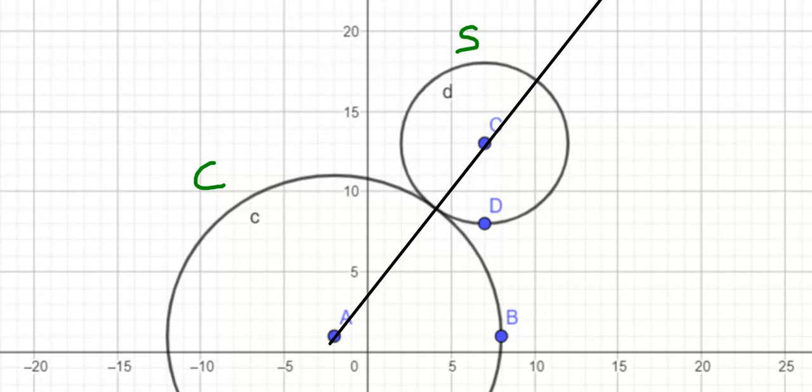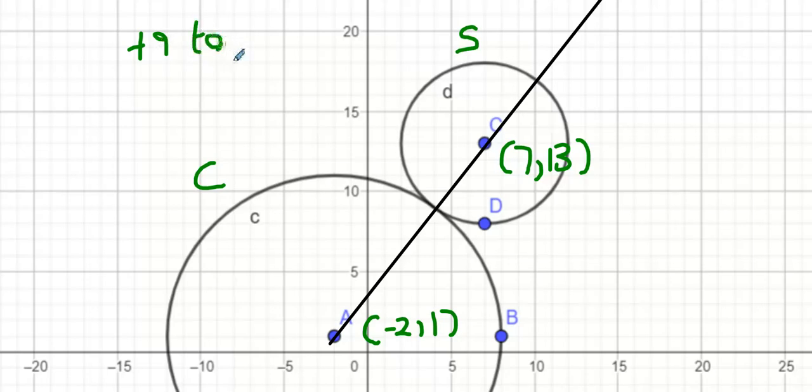All right. So we have a quick way of doing this. What's the center of this again? That's -2 and 1. And what's this one here? 7 and 13, right? Now, what would be the slope here? Would you say +9 to x and what's the other one? +12 to y. Everybody agrees it's a positive slope.